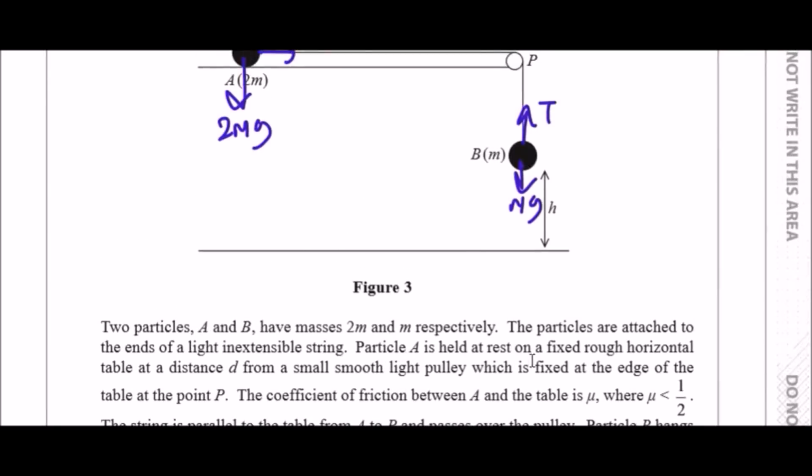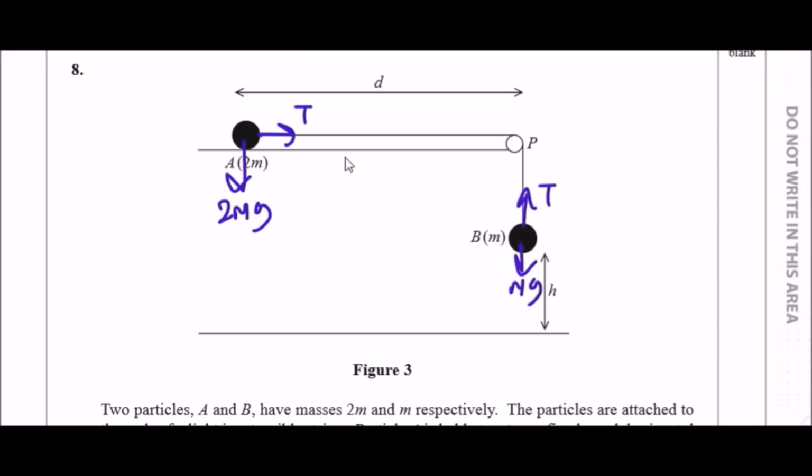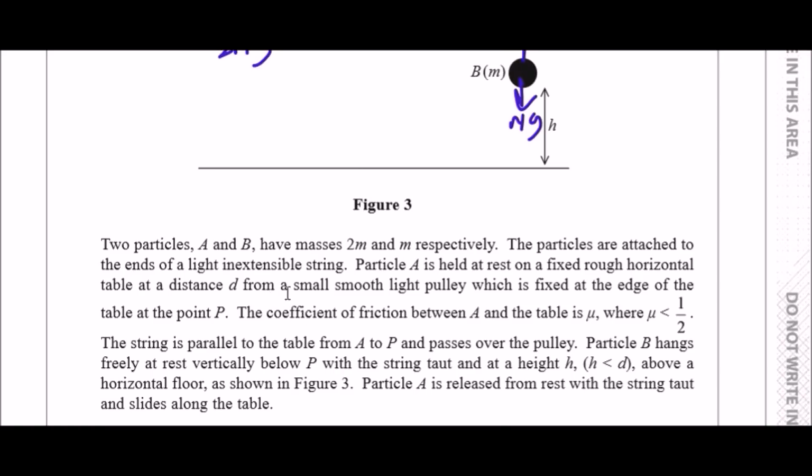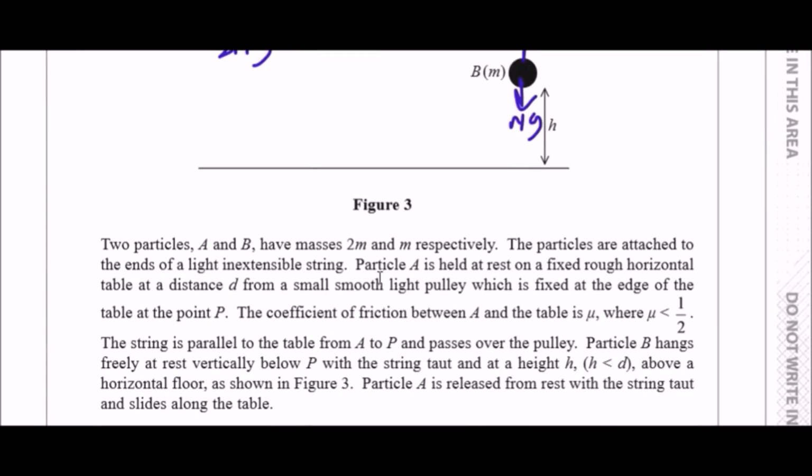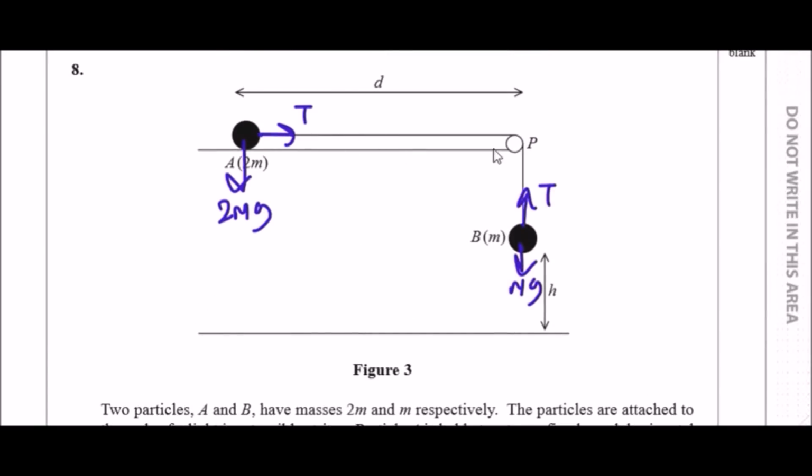Now what else do we know? Particle A is held at rest on a fixed rough horizontal table at a distance d from a smooth light pulley. So first things first, this is a rough table, so we have to assume that there's some frictional force coming off it. So we can call the force F, but let's see which way it's going. Just by the shape of this, I'm going to assume that the particle B will drop, but let's keep reading first. So the coefficient of friction between A and the table is mu, as usual, where mu is less than half. The string is parallel to the table from A to P, so that looks quite clear as well.